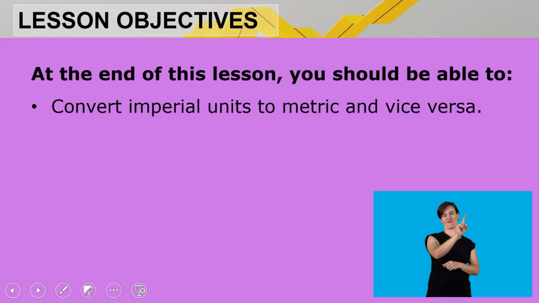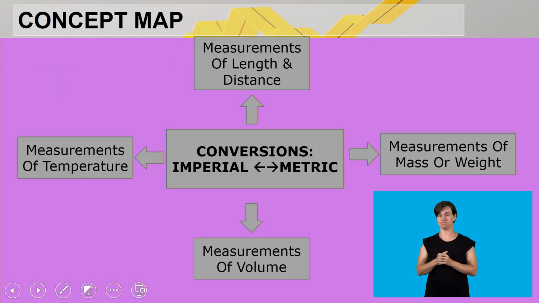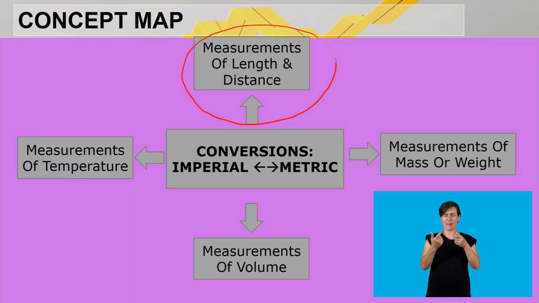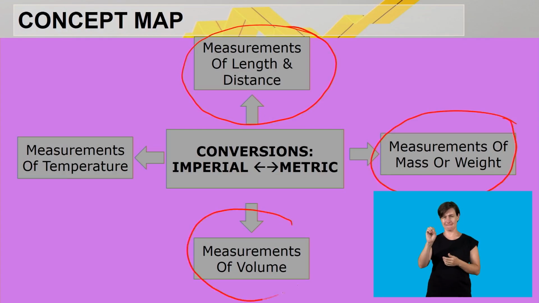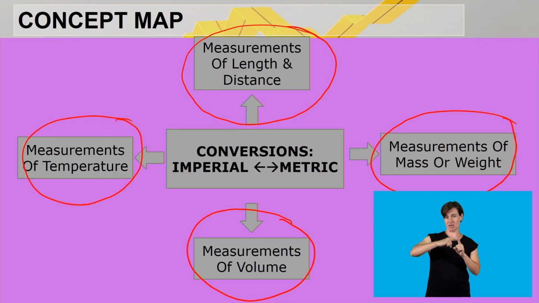So, at the end of this lesson today, you should be able to convert between imperial and metric units. The journey that I will be taking you on is first we're going to look at measurements with length and distance, then mass and weight, then we go over to volume, and we finish off with temperature.